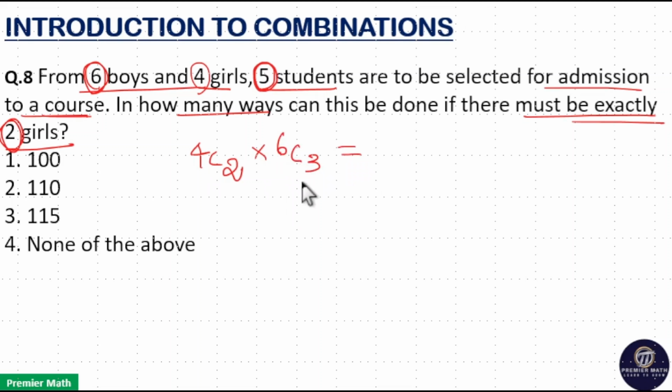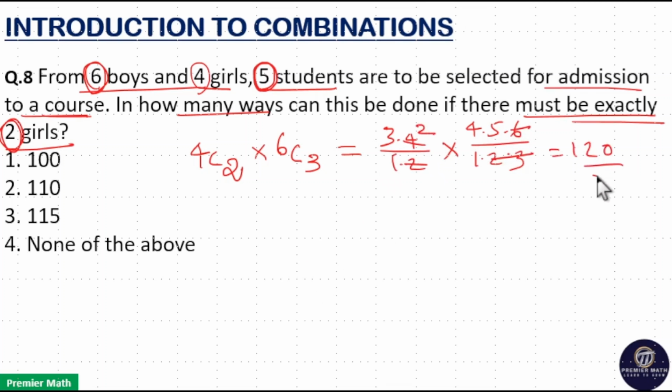So 4C2 into 6C3 is the selection. Now 4C2 means 2 factorial cancel, remaining is 3 into 4 divided by 1 into 2. In 6C3, 3 factorial cancel, remaining is 4 into 5 into 6, and in the denominator you have 3 factorial. Now 6 cancel. Here 2 goes 2 times in 4. Now 6 into 20, 120. Option 4 is your answer, none of the above.